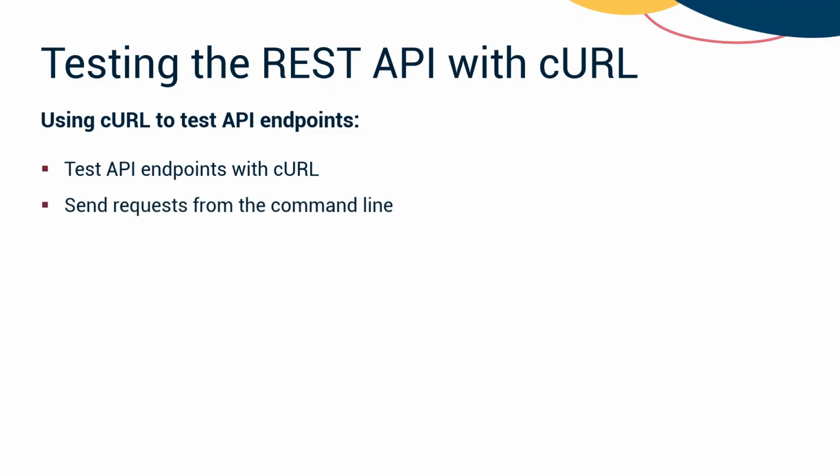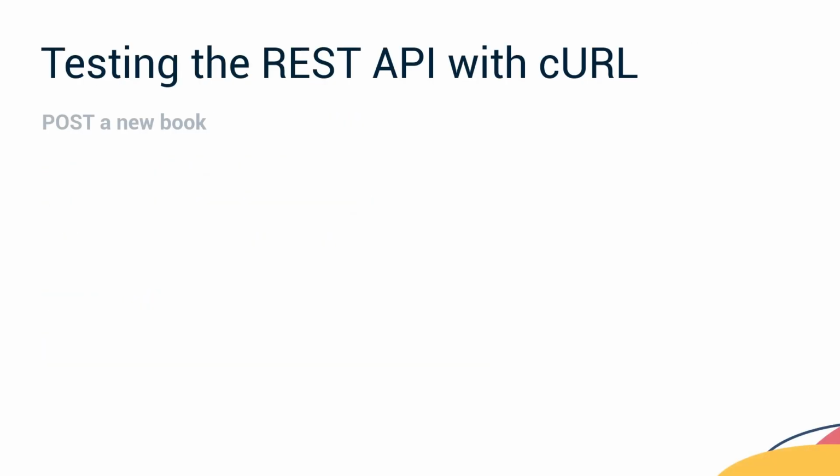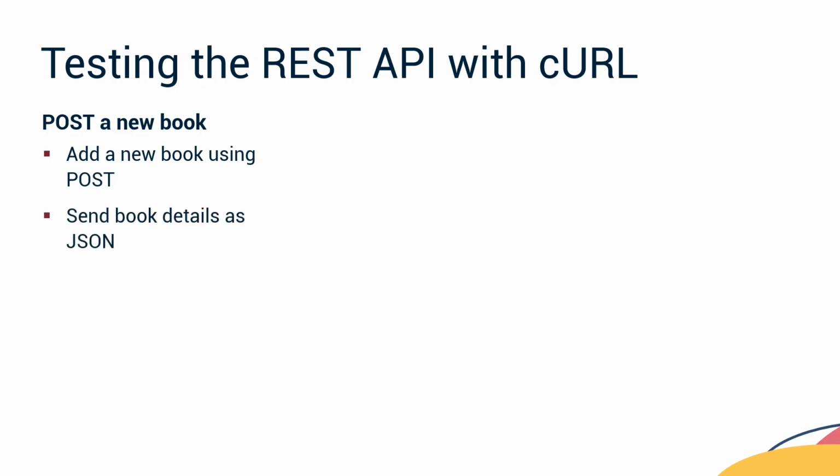They allow sending requests and viewing responses without a front-end application. The following examples show how to retrieve all books and add a new book using curl. Use a GET request to retrieve all books from the database. The API returns a list of books in JSON format. Use a POST request to add a new book. The request must include a JSON payload with book details. The API validates the input before storing the book in the database.